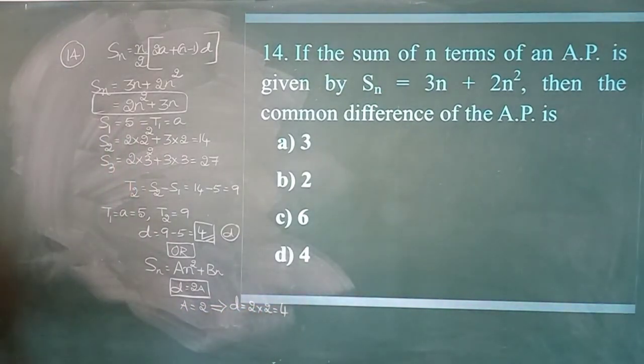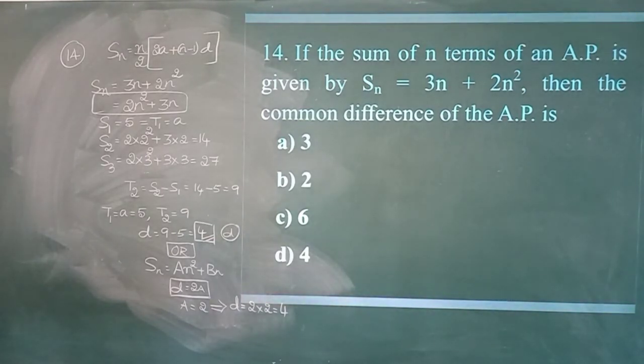You can observe once. Sn is equal to n by 2 into 2a plus n minus 1 into d. They have given Sn as 2n square plus 3n. Find out S1, S2, S3. Here S1 is nothing but the first term, that is a. S2 is nothing but the sum of 2 terms. S3 is the sum of 3 terms.